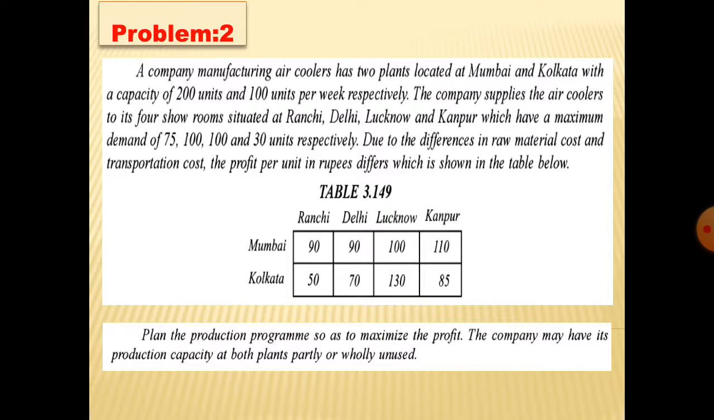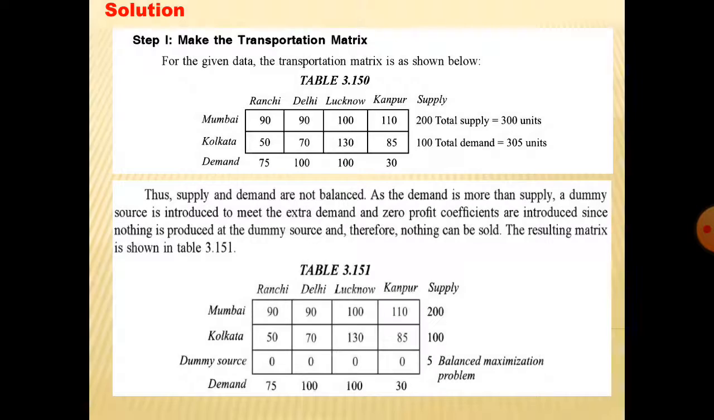Here the table is given, with Mumbai and Calcutta. This is the matrix. We have to prepare the matrix. The matrix is not given in the problem, so we have to convert this into a matrix and write it down properly. Make a transportation matrix. For the given data, the transportation matrix is given below.